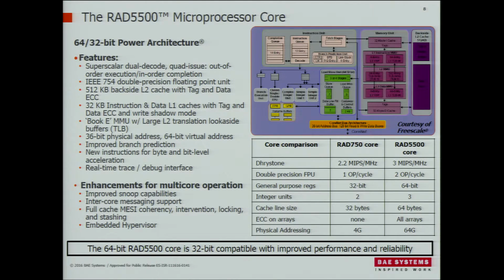The other big difference is multi-core. So that's the big change over the past 10 years or so. And all the function that's built into the core for that, including the cache coherency support, full MESI coherency. Cache lines can be locked on a line-by-line basis versus the entire cache. And there's an embedded hypervisor capability as well. So in addition to having supervisor and user modes, there's a guest mode.